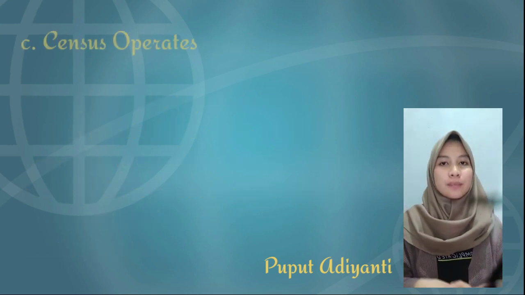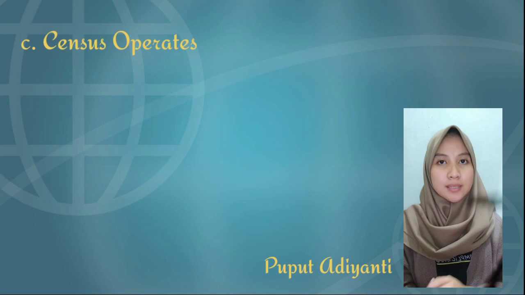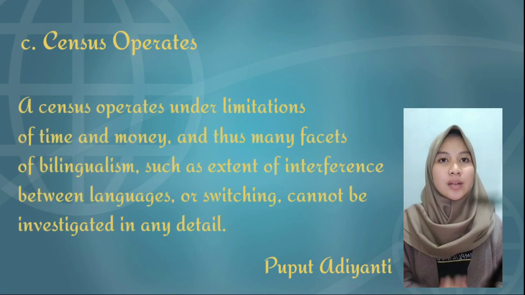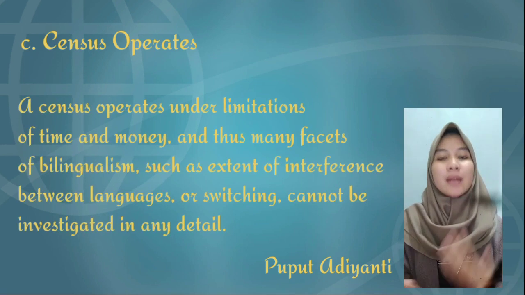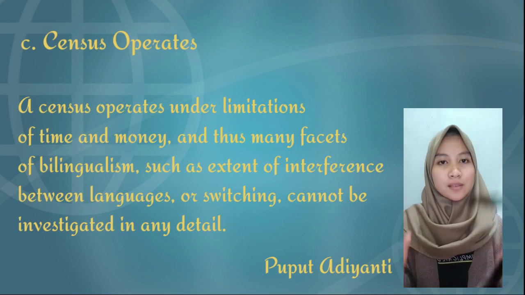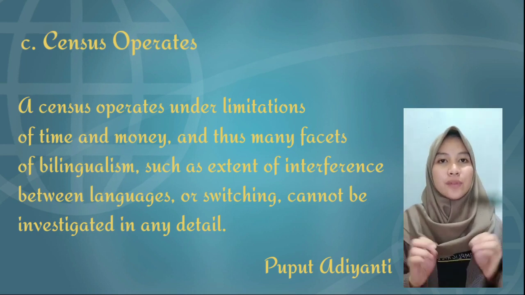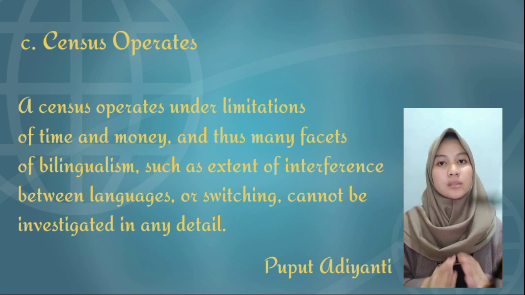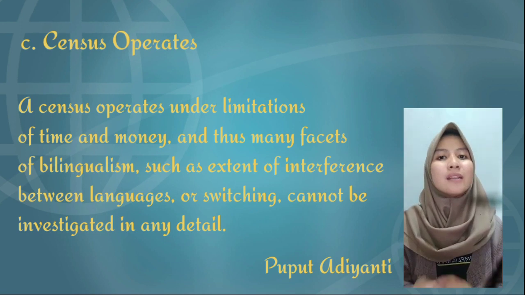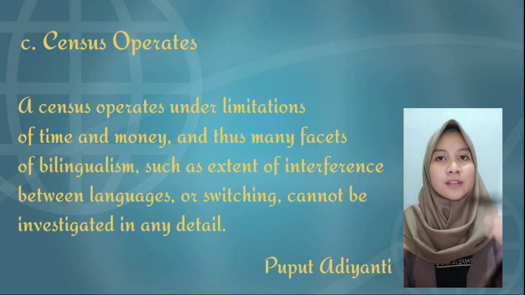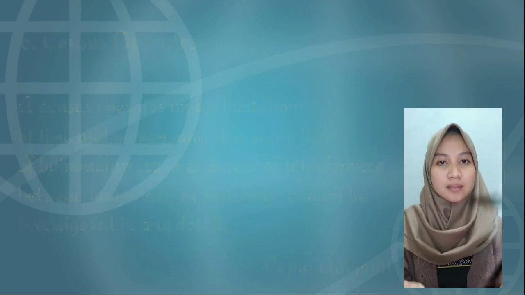The last problem is census operations. A census operates under a limitation of time and money, and thus many phases of bilingualism, such as the extent of interference between languages or switching, cannot be investigated in any detail.